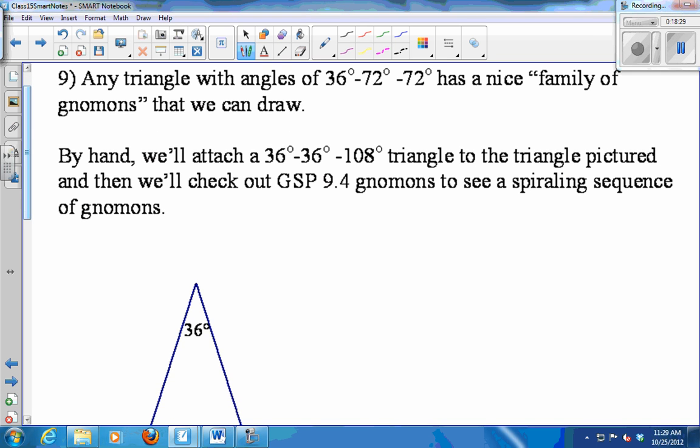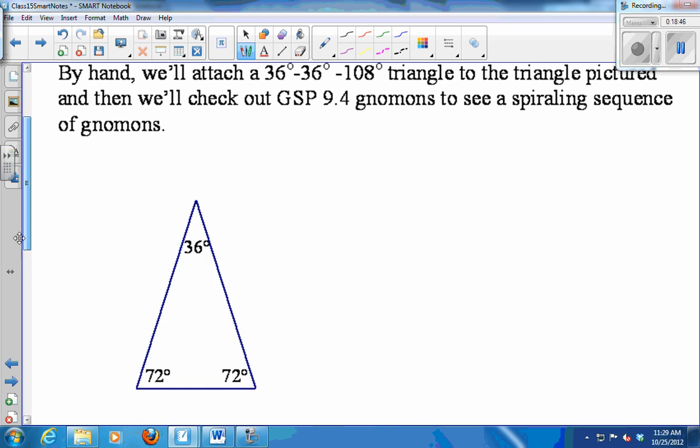So any triangle that has angles 36, 72, 72 has a family of gnomons. You can just continue to draw them over and over again. And I'll show you how to do it. So we're going to attach to this 36, 72, 72 triangle a 36, 36, 108 triangle. So those are the measures of the angles. So on this triangle, if I continue this line so I just get a straight angle at the bottom, what is the measure of that angle? 108. Yeah, because a straight angle has how many degrees? 180. And I already have 72 of them accounted for here. So if I do 180 minus 72, I get 108.